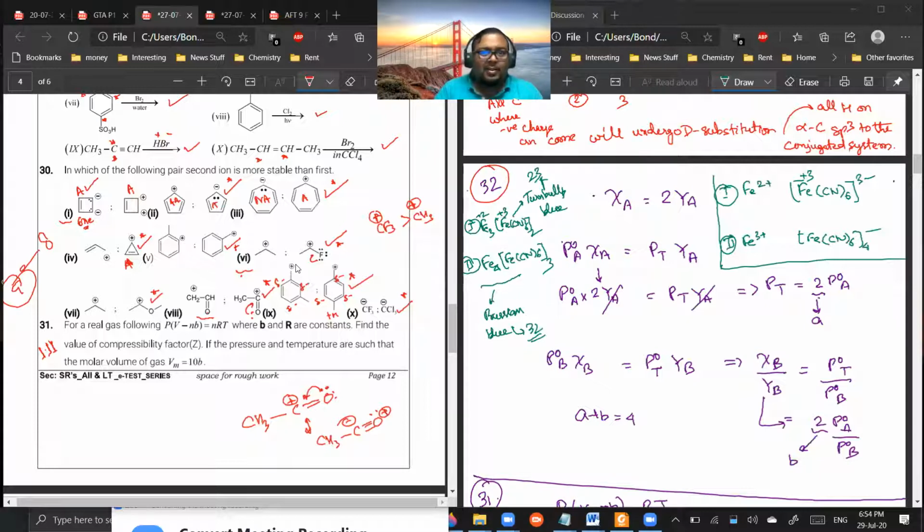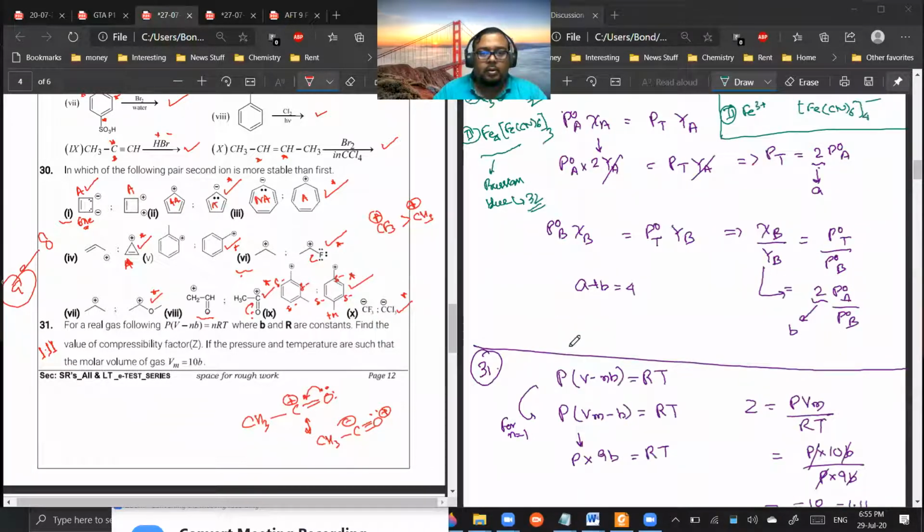It covers almost all the carbocation stability questions in one single go. Back bonding stability is asked, resonance stability is asked, aromatization is asked. So everything is covered here. D orbital resonance is also asked in the last one. So 30th is done. Can we move forward?